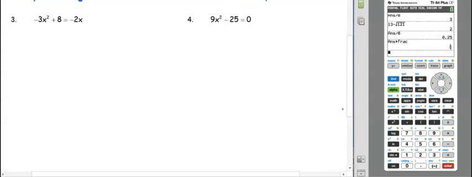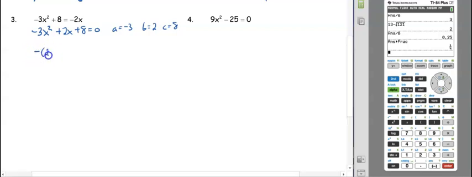In number 3, we have negative 3x squared plus 8 equals negative 2x. So right now our equation is not equal to 0. So I'm going to move the negative 2x to the other side by adding it. So I now have negative 3x squared plus 2x plus 8 is equal to 0. So in this case, my a value is negative 3, my b value is 2, and my c value is 8. So I can now substitute into the quadratic formula.